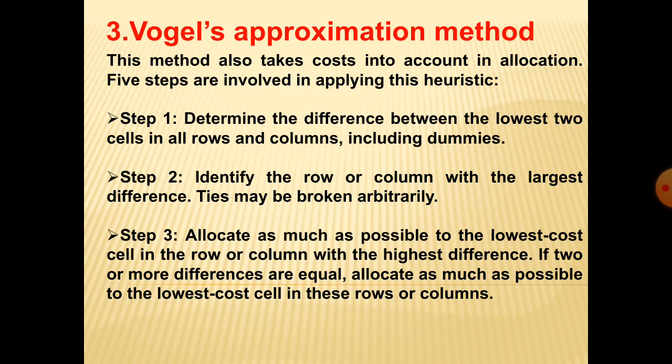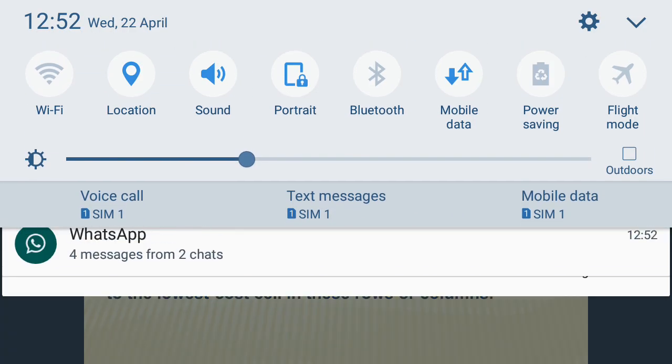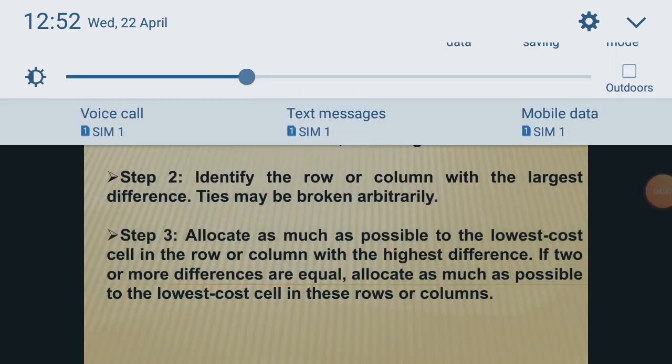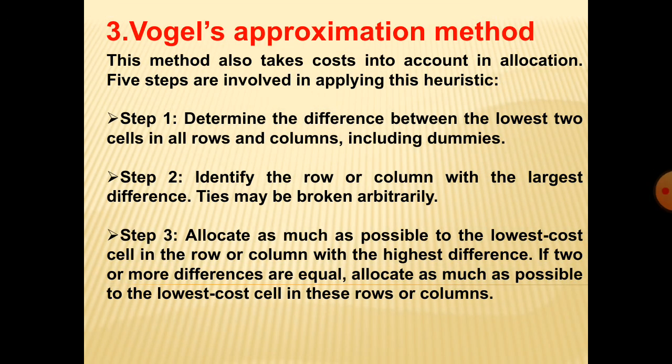Vogel's approximation method. This method also takes cost into account in allocation. Five steps are involved in applying this VAM method. First step, determine the difference between the lowest two cells in each row and column, including dummies. Step 2, identify the row or column with the largest difference. Ties may be broken arbitrarily.